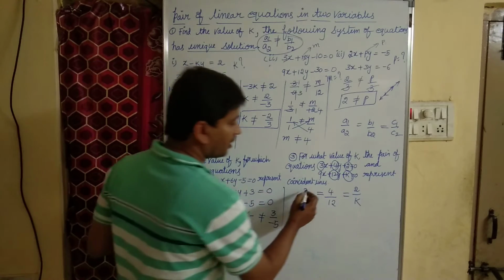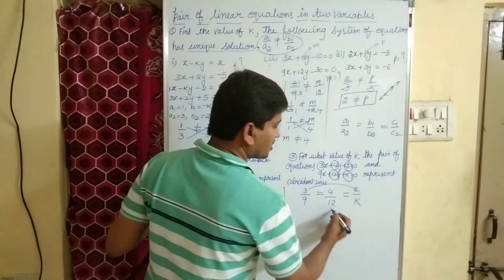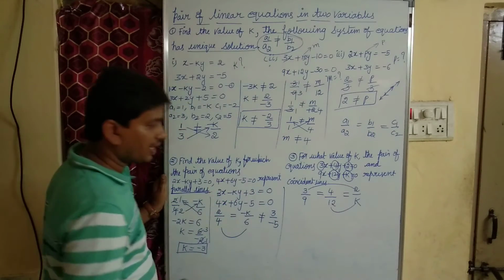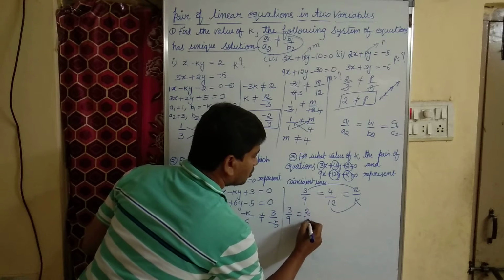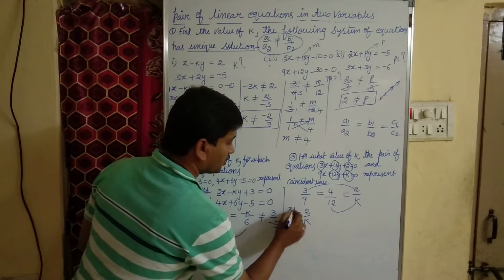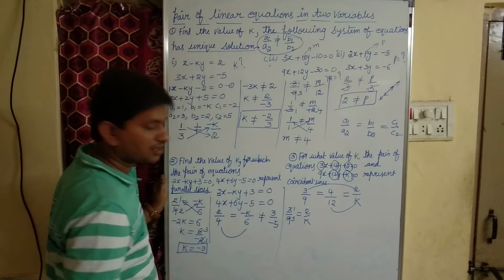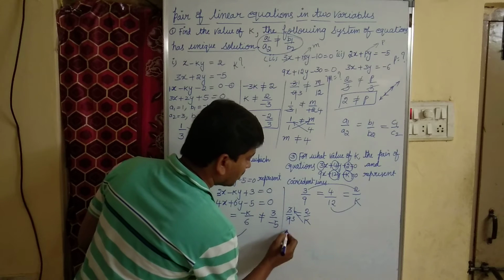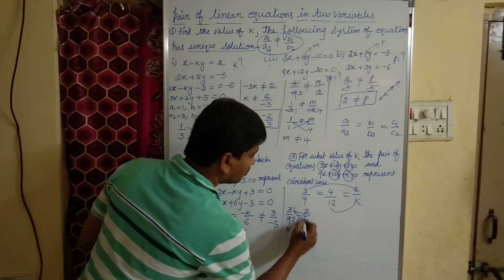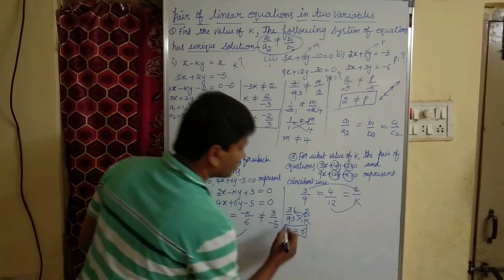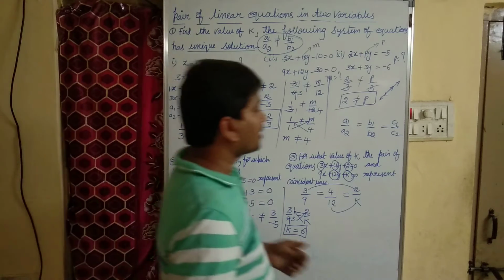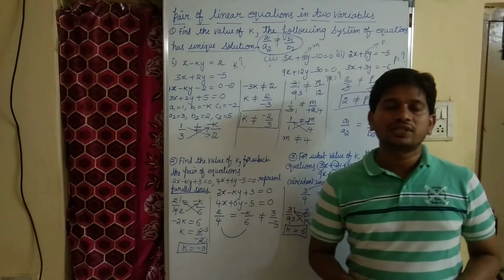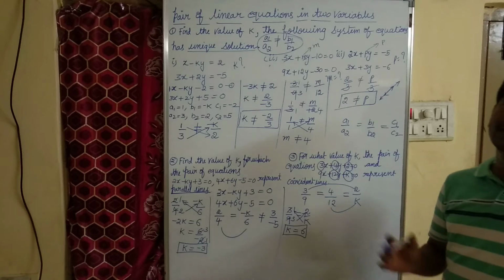Right? I can equate either first and third or second and third. Anything I can equate. Right? Let me equate first one and third one. 3 by 9 equal to 2 by k. 3 ones are 3, 3 threes are 9. Cross multiplication, k into 1, k, equal to 3 into 2, 6. So what is the value of k? As the value of k is 6, then the given system of equations represents coincident lines.